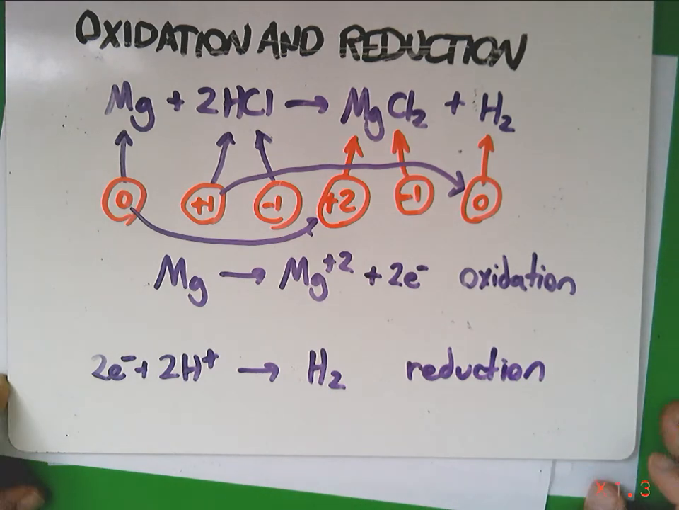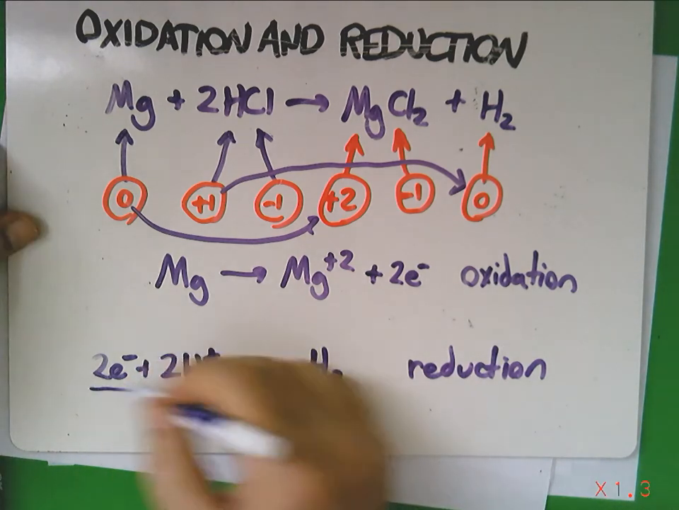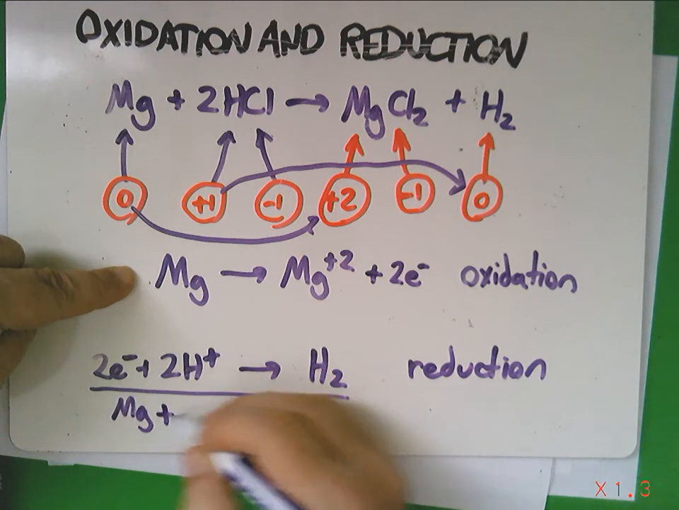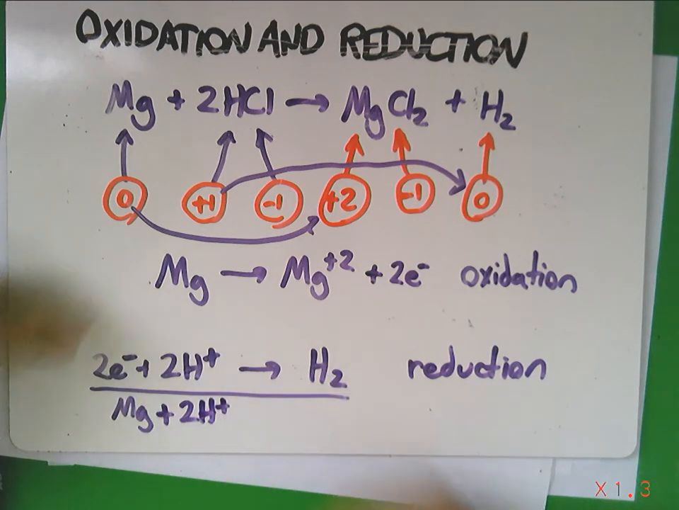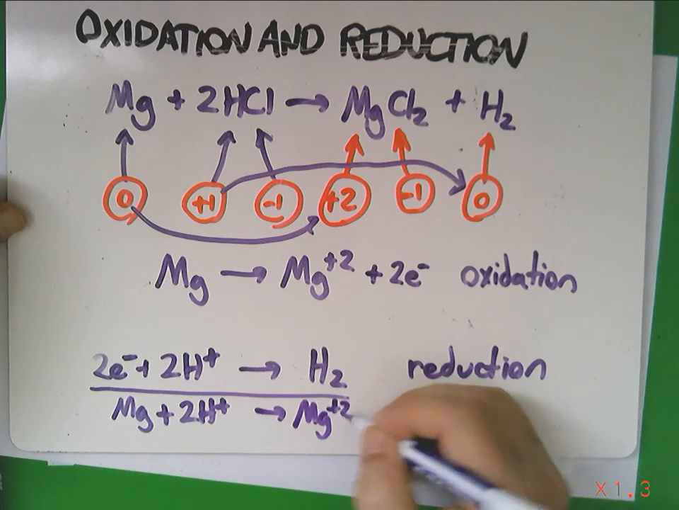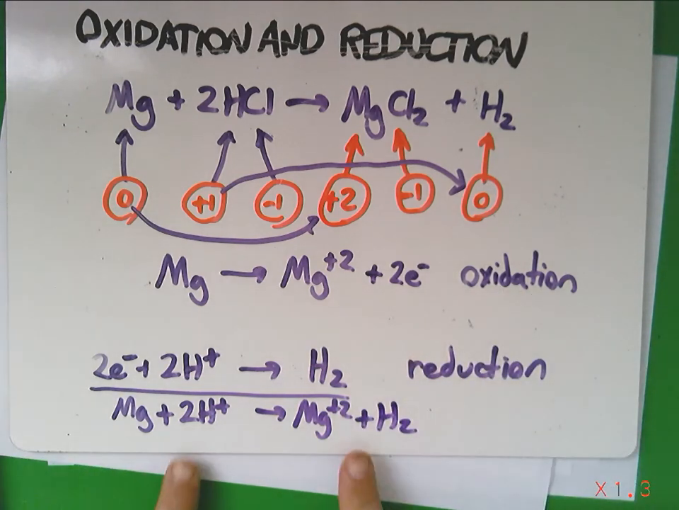Now if I put these two reactions together, if I add the oxidation and the reduction together, I'm going to get what? Magnesium plus 2 H pluses plus 2 electrons gives me magnesium plus 2 electrons plus H2. I didn't bother to write the electrons down here because they cancel. There's 2 electrons on the left, 2 electrons on the right. You can cancel them out.